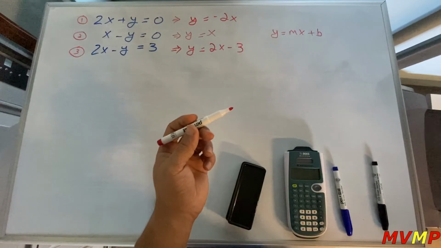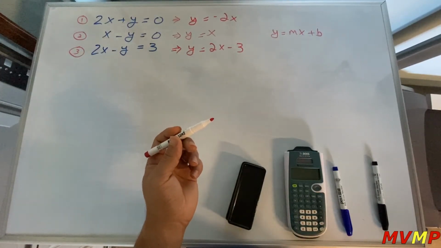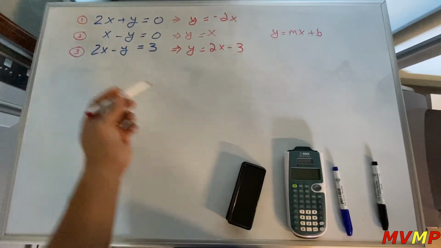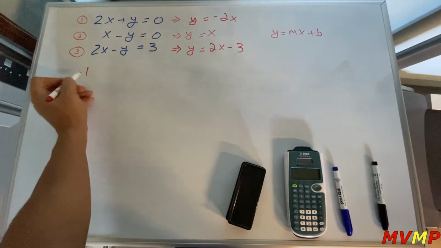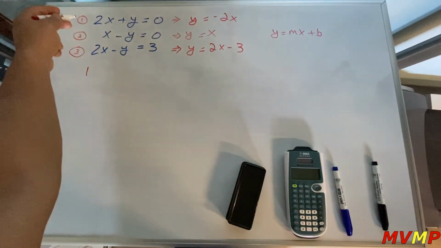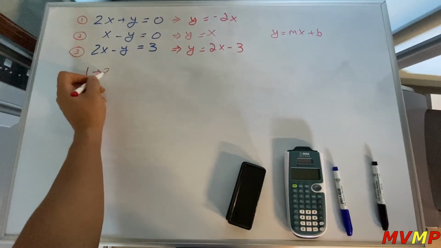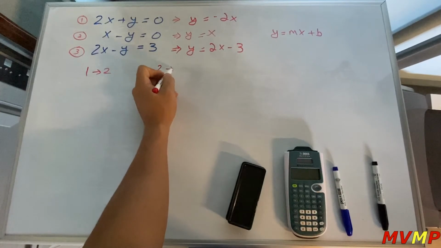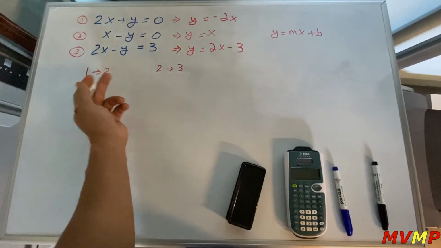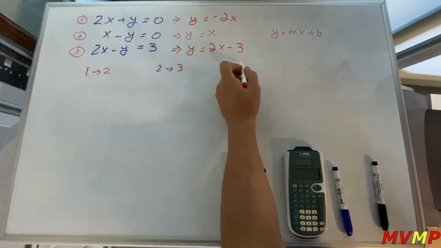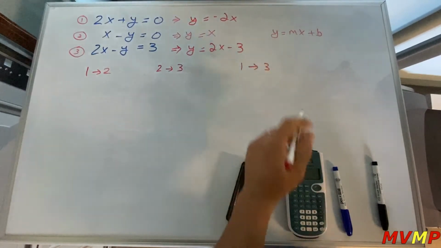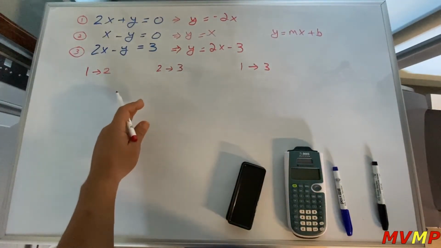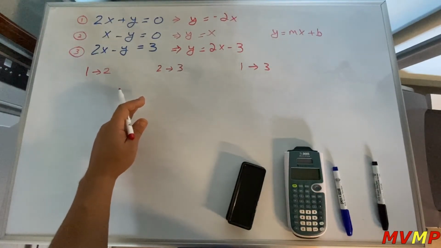So the first thing we need to do is find the vertices. The vertices, like I said, are the points of intersection. So what you want to do is solve from equation 1 to 2, from 2 to 3, and the only one that's left is from 1 to 3. So this is how we're going to go ahead and do it first.